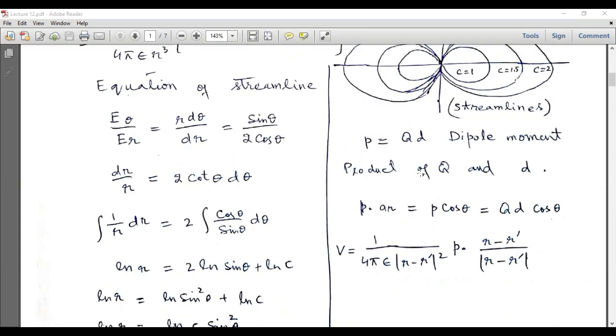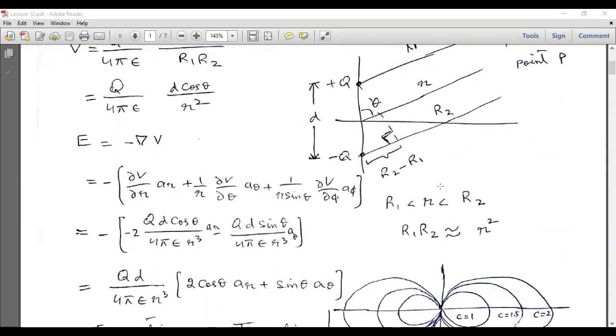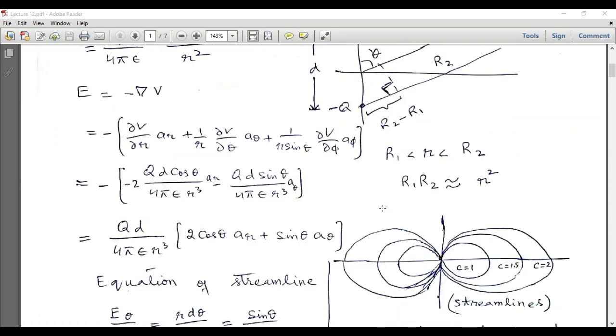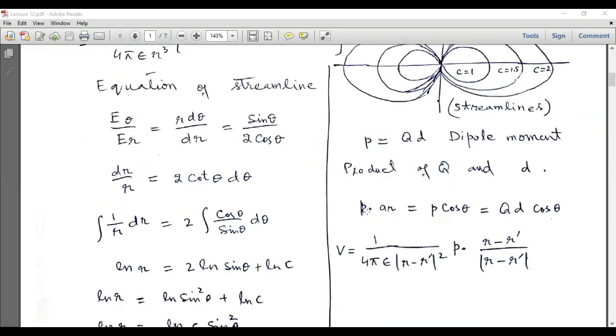So dipole moment is the product of q and d, and for potential we have this expression V is equal to Qd cos theta over 4 pi epsilon r square. So Qd is equal to p, which is the dipole moment. So it will become p cos theta over 4 pi epsilon r square. And p cos theta can be written as p dot a_r. So V will be equal to p dot a_r divided by 4 pi epsilon r square.